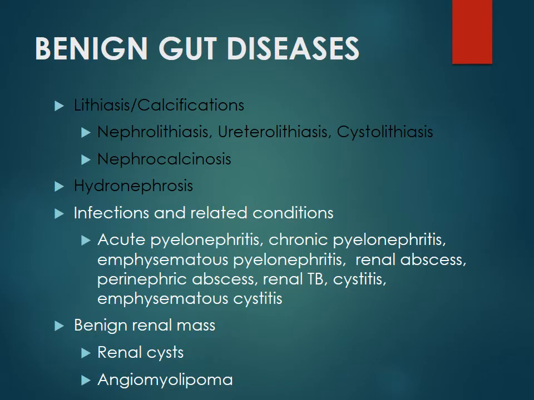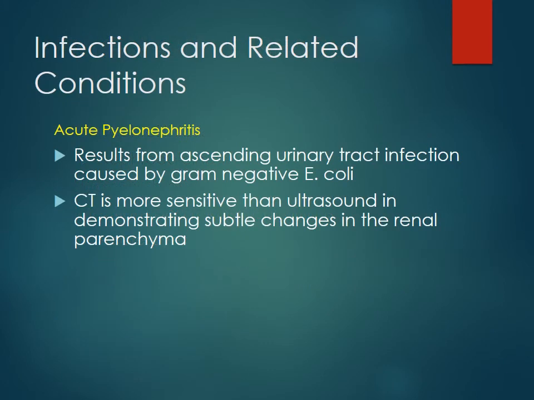We will now proceed to infections of the genitourinary tract and its related conditions. Acute pyelonephritis is one of the most commonly encountered genitourinary tract infections in clinical practice. This would result from an ascending UTI that is caused by a gram-negative E. coli. And in acute pyelonephritis, CT scan is considered more sensitive than ultrasound in the detection of subtle changes in the renal parenchyma.